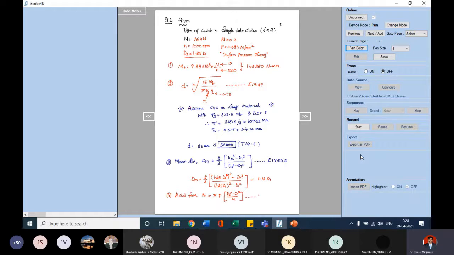Now write the equation number. Equation number is 19.86b. Now substitute back here. FA is equal to pi into p value, he has clearly given 0.085, multiplied by (d2 square, that is 1.25 d1 whole square, minus d1 square) divided by 4. This also you will be getting in terms of d1.